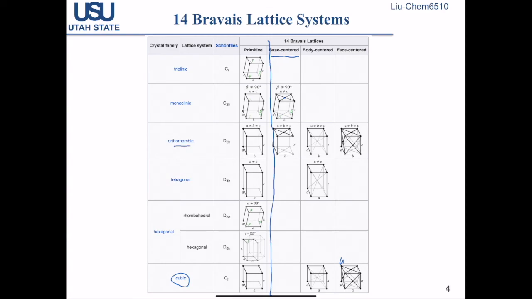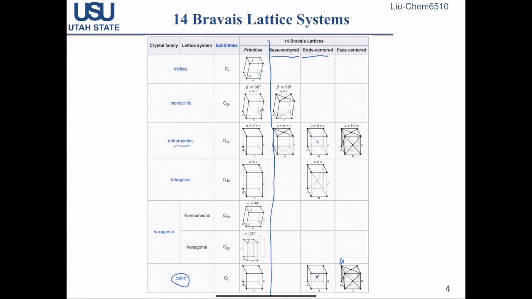And also if we add an additional point in the center of the unit cell, then we can have what is called a body centered lattice structure, okay? Then for rhombohedral, we can have this body centered one. So for tetragonal, we also can have this body centered tetragonal lattice, and also for cubic. So that's the cubic body centered lattice structure.